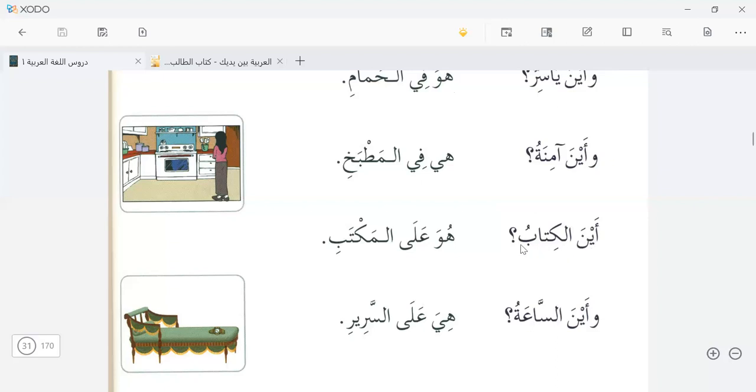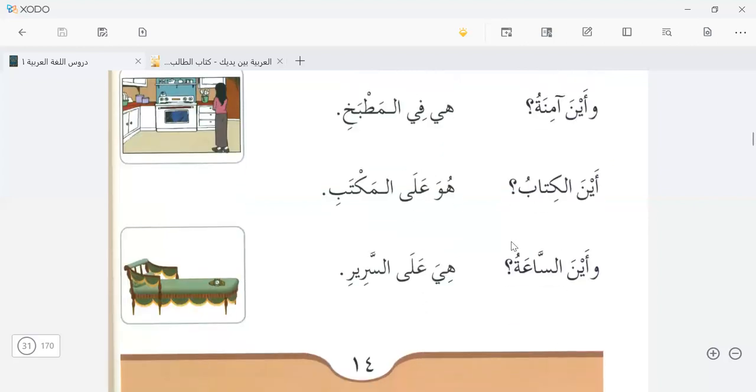Aina al-kitabu? Where is the book? Huwa ala al-maktabi. It is on the desk.